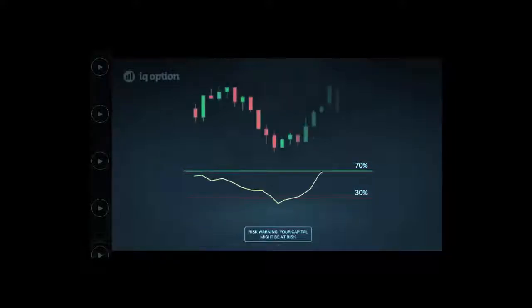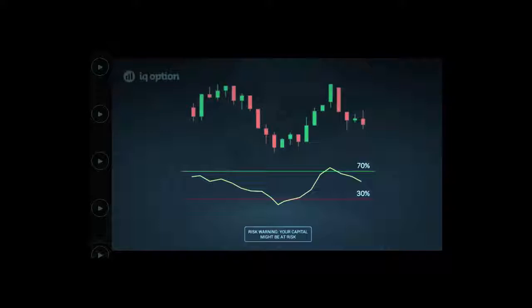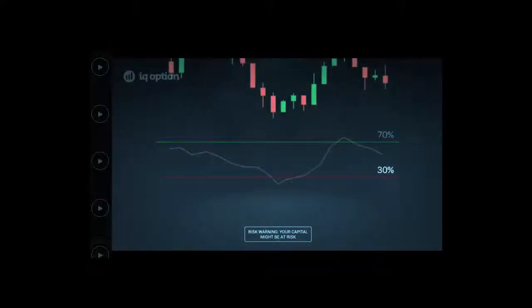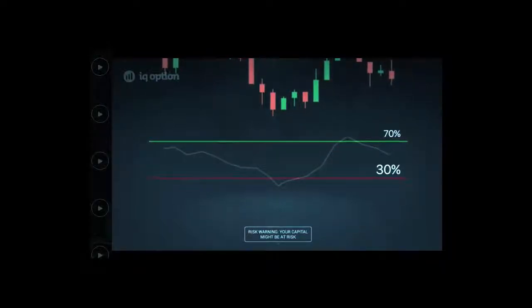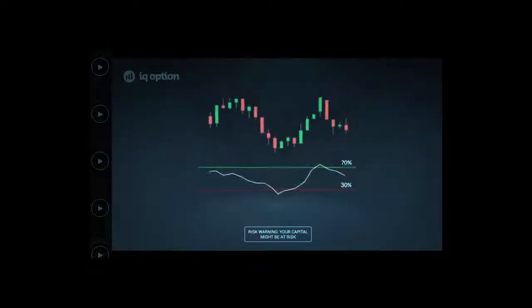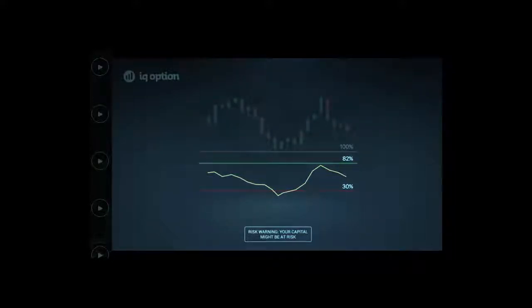Period is a candlestick quantity used for data collecting. It is set in the indicator settings and equals 14 by default. Overbought and oversold values are also set there and equal 70% and 30% by default respectively. If the overbought value gets closer to 100%, while the oversold value gets closer to 0%, then the signals become more precise, although their quantity decreases.